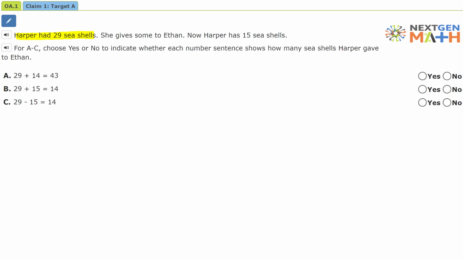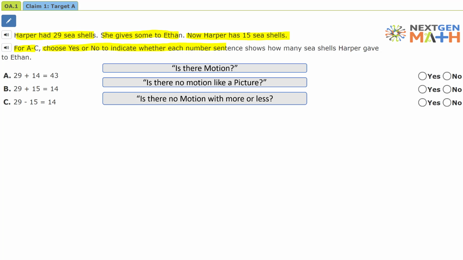Harper had 29 seashells. She gives some to Ethan. Now Harper has 15 seashells. For A through C, choose yes or no to indicate whether each number sentence shows how many seashells Harper gave to Ethan. Let's reread this problem with these three questions.